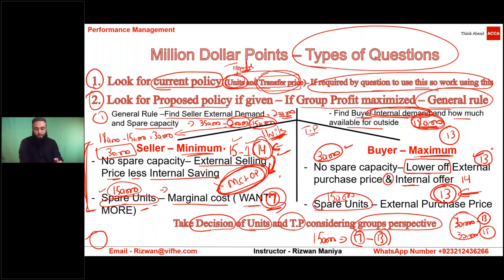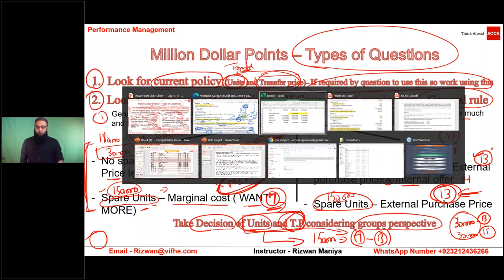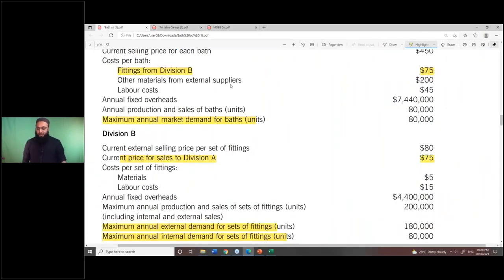So what is the decision now? We found the decision for two things, units and transfer price: the units that would be transferred are the 150,000 spare units, and the price would range between 7 and 13. Understood the final decision? Understood the situation? Tell me yes or no. If this is clear, let's go to the question and see what they're asking and how quickly I will find the answer. Be with me.